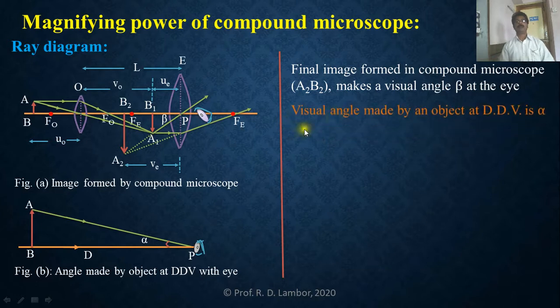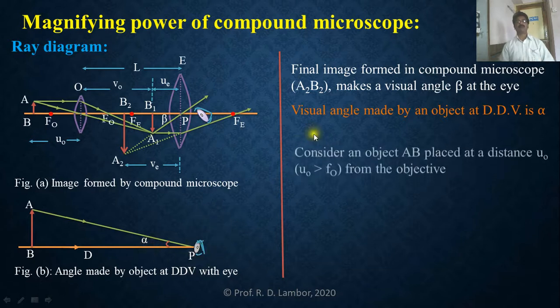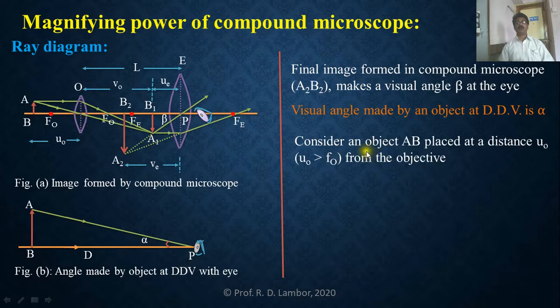We can say that it is the angle made with the eye. Now, the visual angle made by an object. You can see here, the object kept at DDV. This object subtends an angle alpha with the eye. Now, we will consider object AB, which is placed at distance UO greater than FO from the objective. म्हणजे ऑब्जेक्टिव्हची जी फोकल लेंथ आहे त्या फोकल लेंथ पेक्षा जास्त डिस्टन्स वर हा आपण ऑब्जेक्ट ठेवलेला आहे at distance UO from the optical center of the objective.